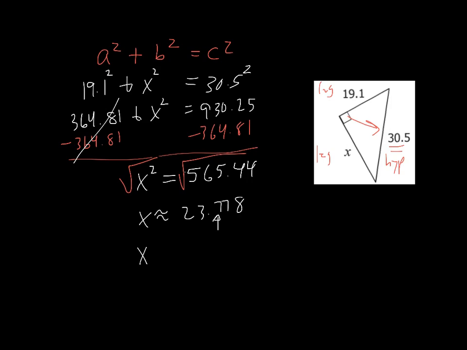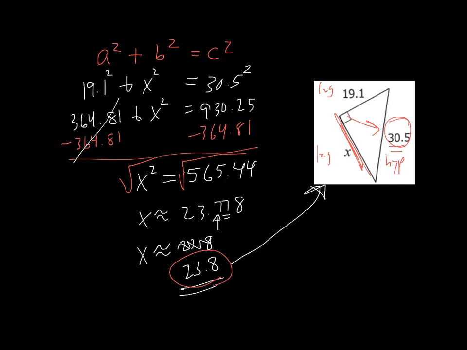So rounded to the nearest tenth, if I want to round to the nearest tenth, I look here. That's bigger than a 5, so this is going to be 23.8. That's a kind of rough looking 23.8. I'm going to rewrite that. And that is the length of this side right here. Now, this side should be smaller than 30.5, and 23.8 is, so that is a reasonable, sensible answer.